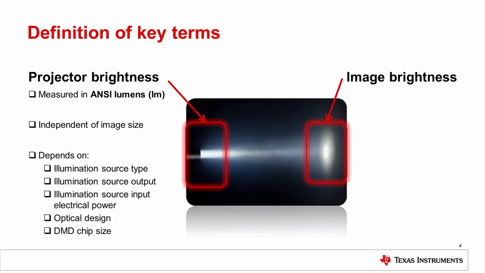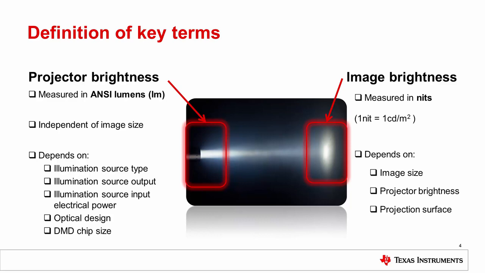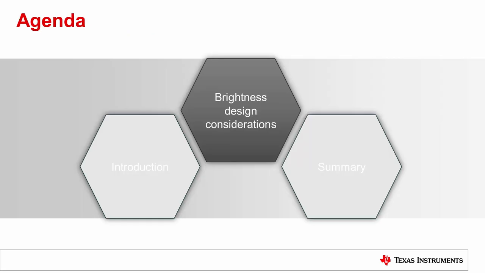Image brightness is a measure of the brightness of an image reflected off of a surface, and is measured in nits or candles per square meter. Image brightness depends on the image size, projector brightness, and the projection surface. For example, a projector with a particular projector brightness in lumens will generate higher image brightness when the light is concentrated within a smaller image. Now that we've introduced some key concepts, we'll see how we can determine the right brightness for a system and the trade-offs associated in system design.